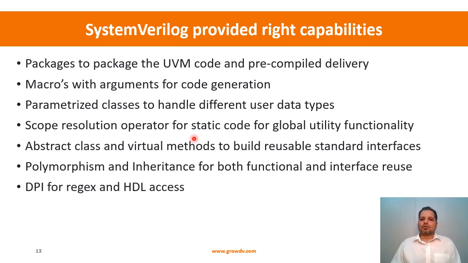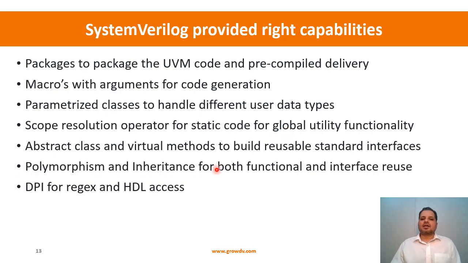And then there is the scope resolution operator for static code, for global utility type of functionality. The configuration database, for example, is all implemented through static functionality. You don't have to instance the config db, for example, it's always present. Just call it using the scope resolution operator. Then there are abstract classes and virtual methods to build reusable standard interfaces. For example, we saw that the UVM component class definition was a virtual class containing a series of virtual functions that enforce that they have to extend it, and then once it is extended, those must be implemented, right?